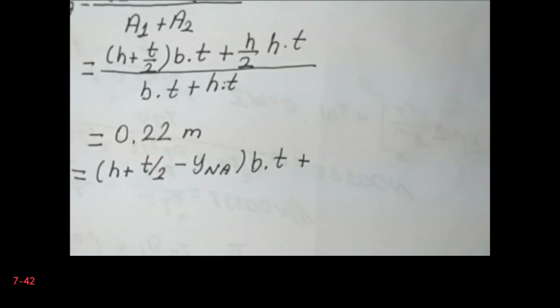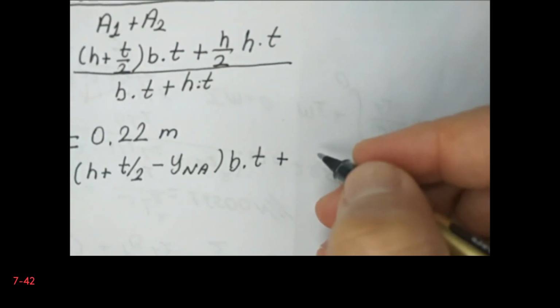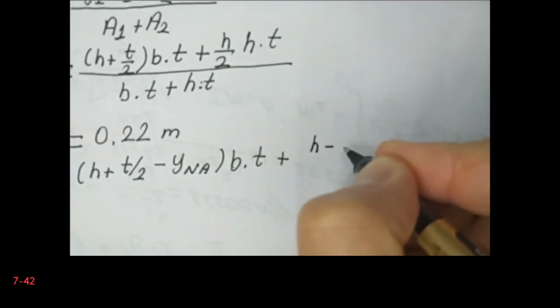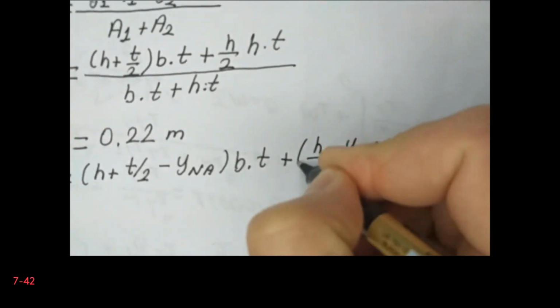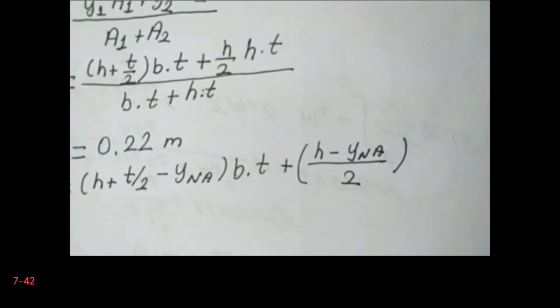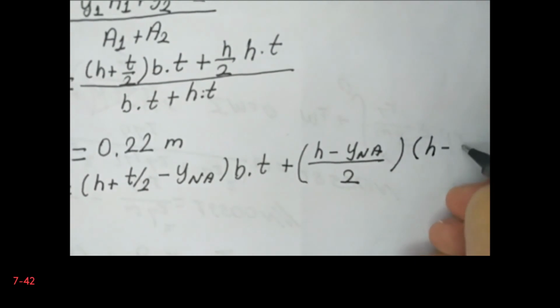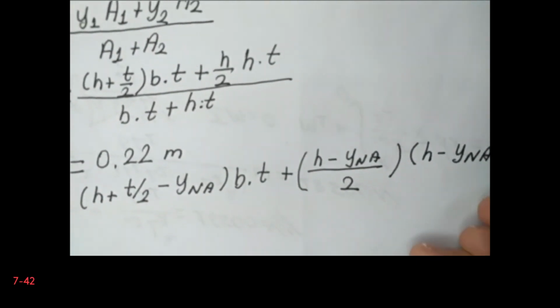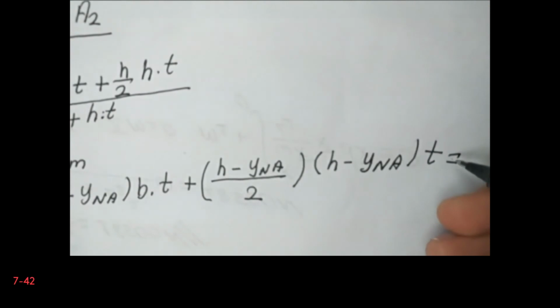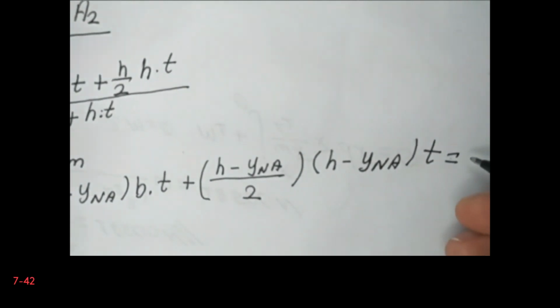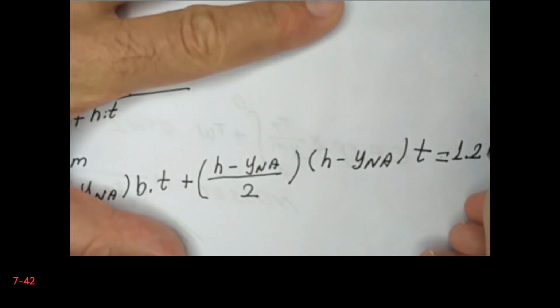Now the centroid of the vertical part. So this is (h minus y_NA) divided by 2, multiplied by (h minus y_NA), multiplied by t. If you put in the values, what you are going to get is 1.21 times 10 to the power minus 3 meters cubed.